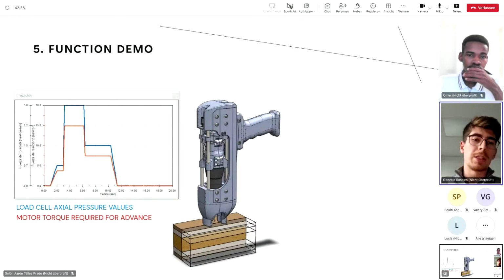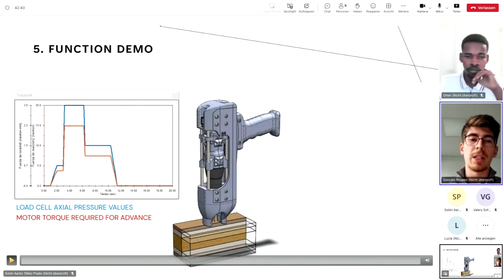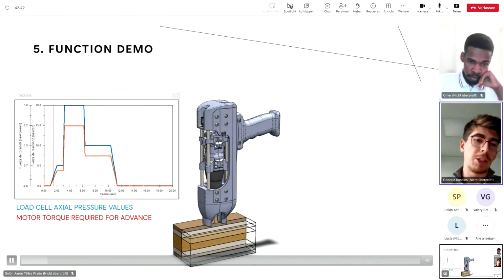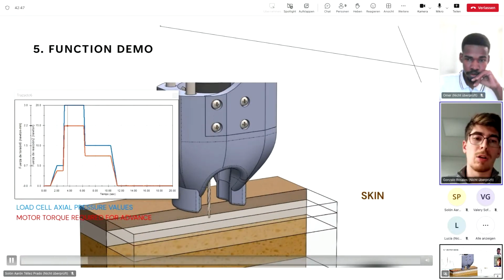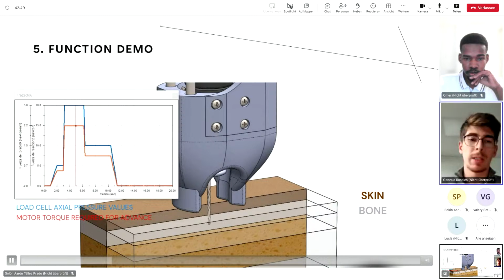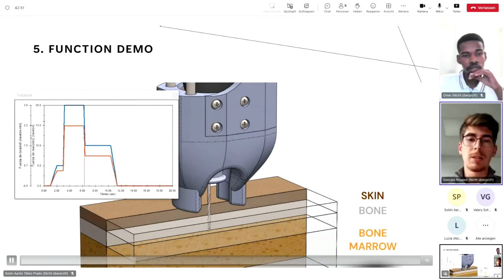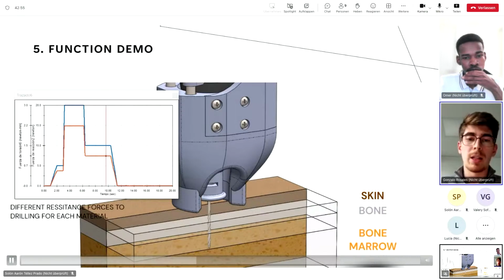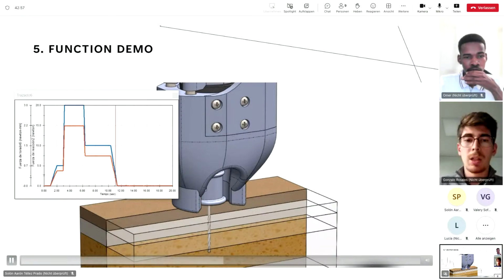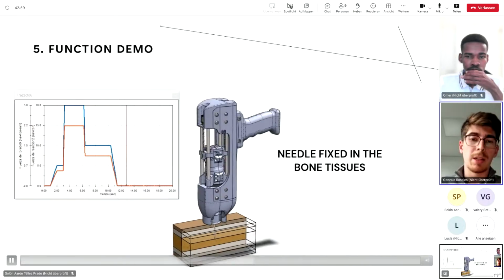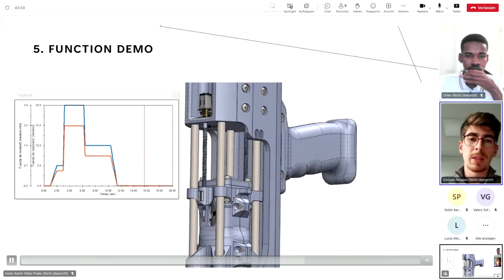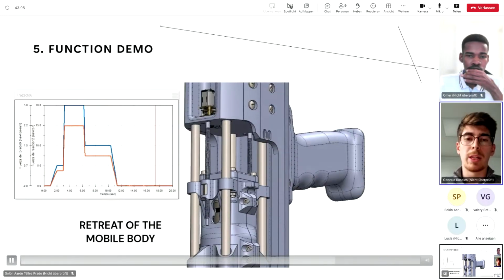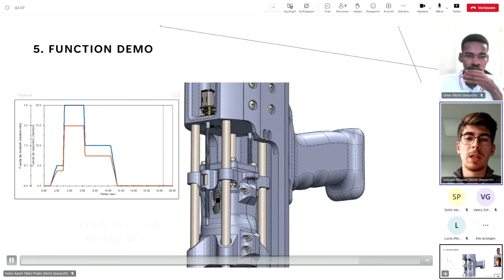In the left image, you can see the forces of every tissue, the resistance to be drilled, and the red line is the torque of the motor. As we can see, at a continuous depth speed, we drill the 3 tissues, we leave the needle fixed in the bone, and we extract the drill. And finally, we retrieve the mobile body to the 0 position.